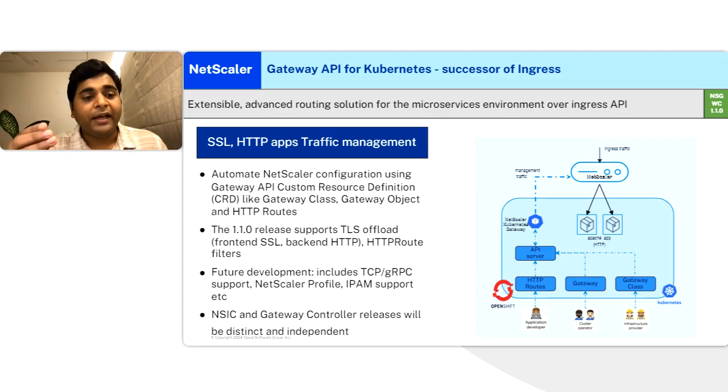As Gateway API gains popularity, the community continues to add new capabilities. We are actively incorporating these into the NetScaler Kubernetes Gateway Controller. Our recent roadmap, including TCP routing, NetScaler protocol profile support, and IPAM support for IP address management, is planned in a short while.